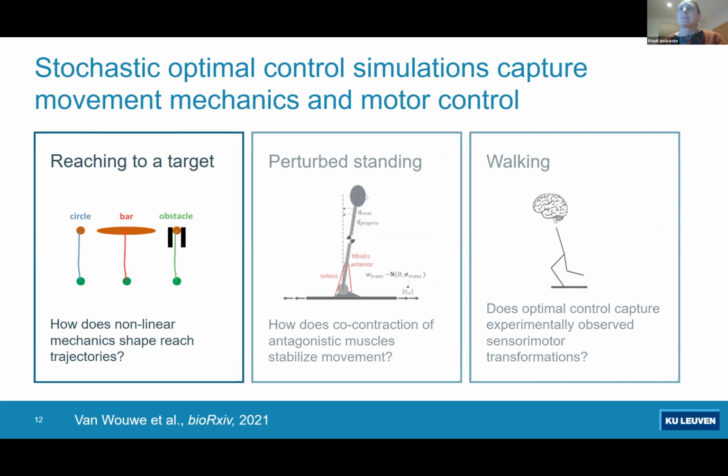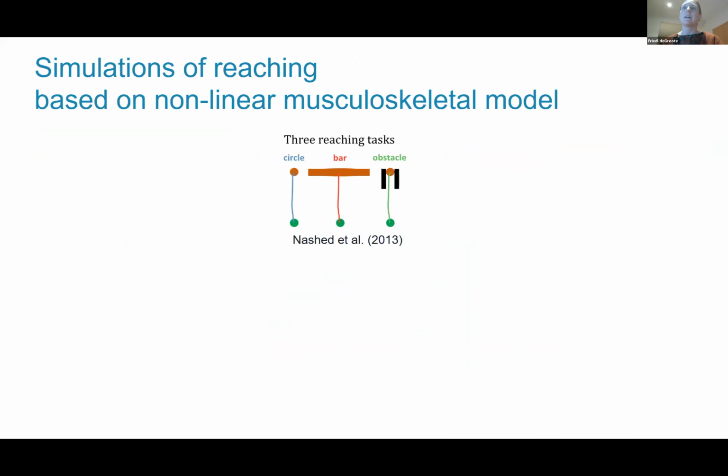Optimal control simulations of reaching are often based on point mass models. Such simulations capture some, but not all, features of reaching mechanics. Here we investigated how nonlinear mechanics shapes reach trajectories. To this aim, we reproduced the experiments described by Nashed et al.